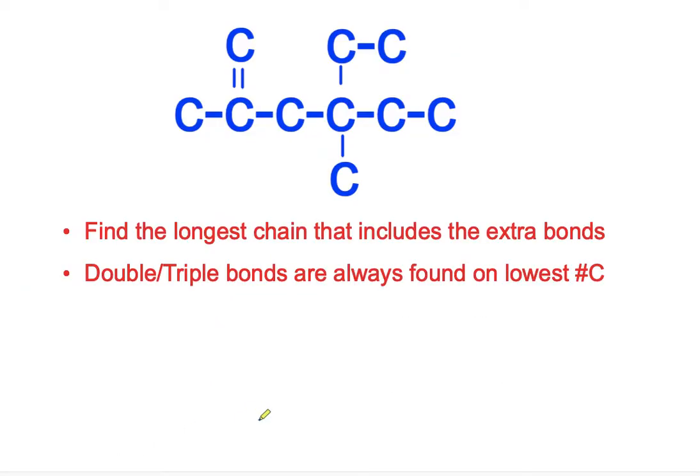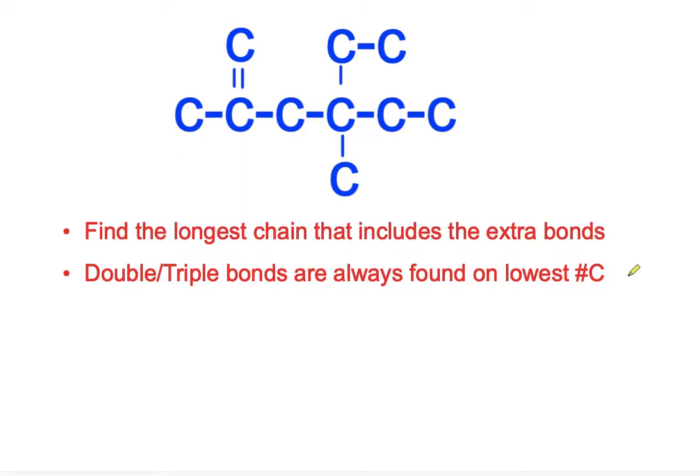Okay, so taking that idea, we are going to look at a much more complex structure. Reminder again, I'm just showing carbons. We assume that if a carbon's not bonded 4 times, then I have hydrogens bonded onto that. So I have 2 rules here. I wrote, find the longest chain that includes the extra bonds, okay? And then double and triple bonds are always found on the lowest number carbon. So we are going to start talking about priority in nomenclature. There are certain priorities, and bonds get the priority in naming.